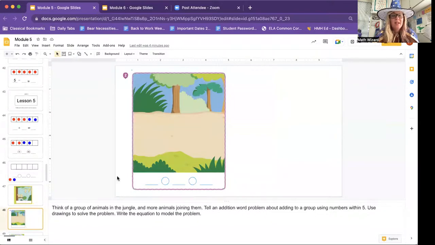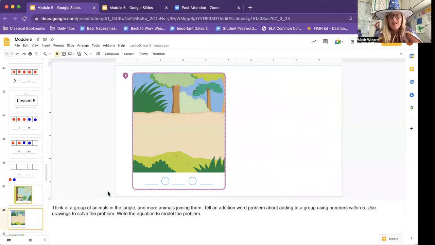Let's go to the next page. All right, here we go. Think of a group of animals in the jungle and more animals joining them. Tell an addition problem about adding to a group using numbers within 5. Use drawings to solve the problem. Write an equation to model the problem.